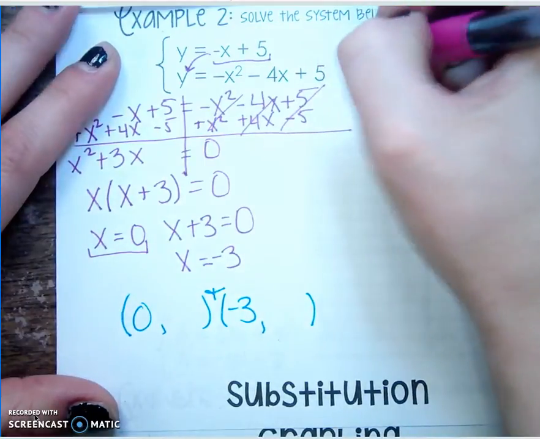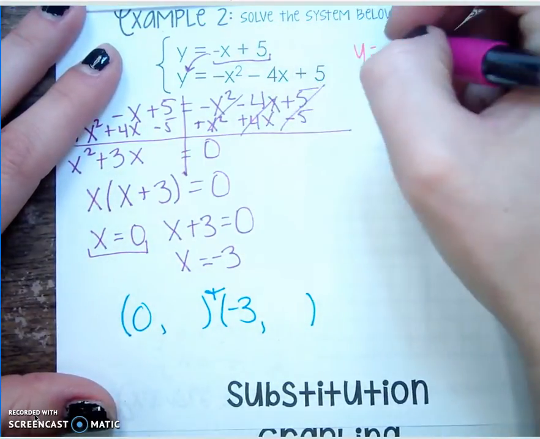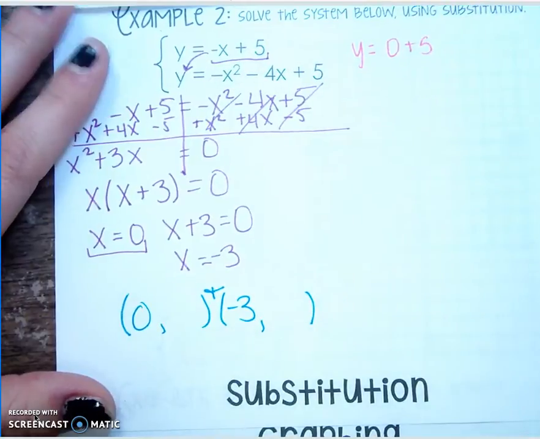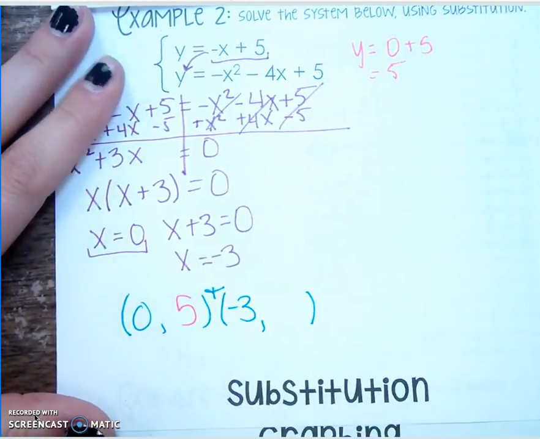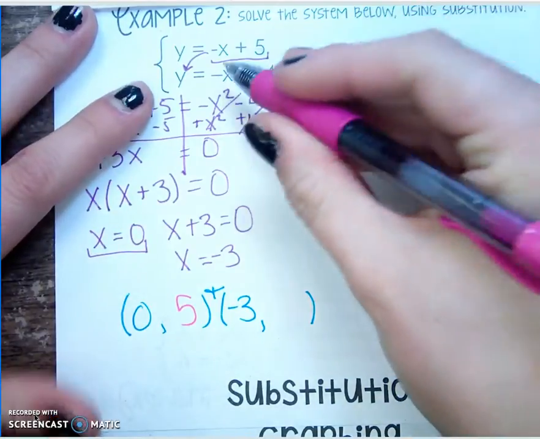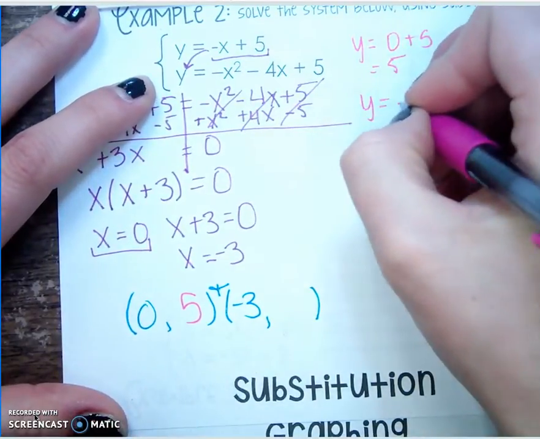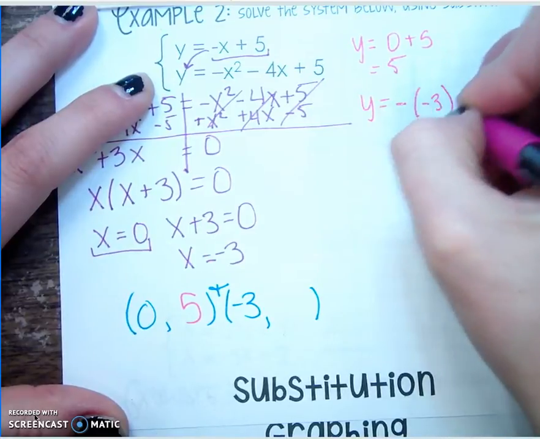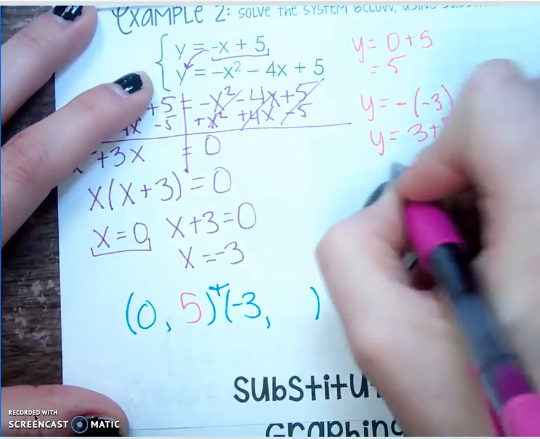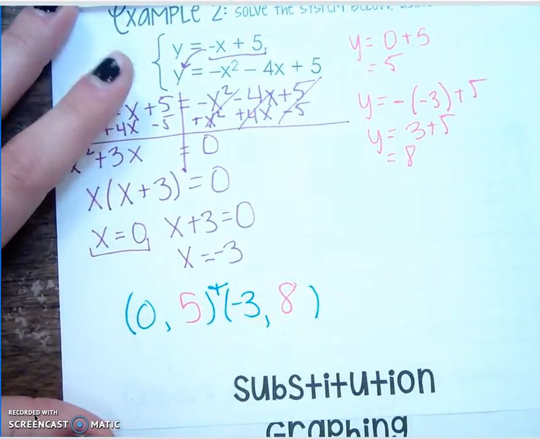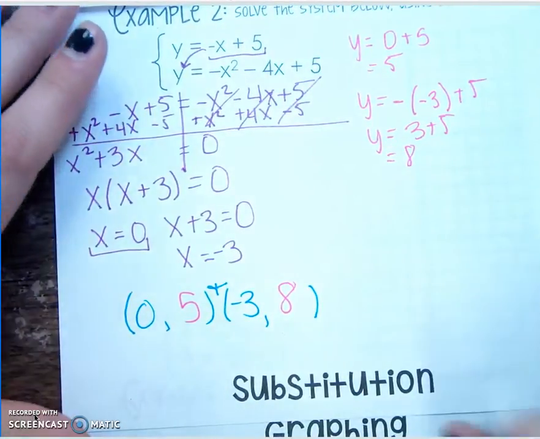So y equals negative 1 times 0 is 0, plus 5 is 5. 0, 5. And do the same thing plugging in negative 3. So negative times negative 3 plus 5. That's 3 plus 5, which is 8. Okay, I'm going to pick up the pace a little bit to get through graphing.